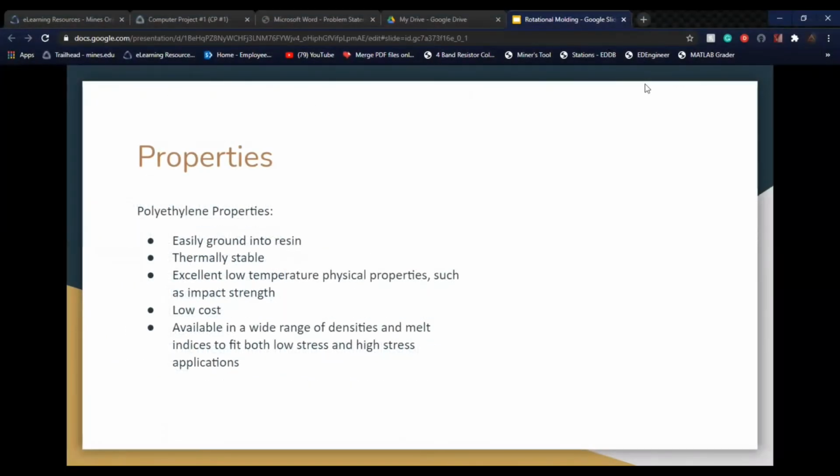As we discussed in an earlier slide, polyethylene offers certain properties that make it ideal for rotomolding. These properties include its ability to be easily ground into a resin, since the plastic has to be made into a fine powder before it can be used in a rotomolding machine. It is thermally stable. It has good low temperature physical properties, which includes impact strength. It is relatively low cost in comparison to other plastics used in rotomolding. And it is available in a wide range of densities and melt indices to fit both low stress and high stress applications.